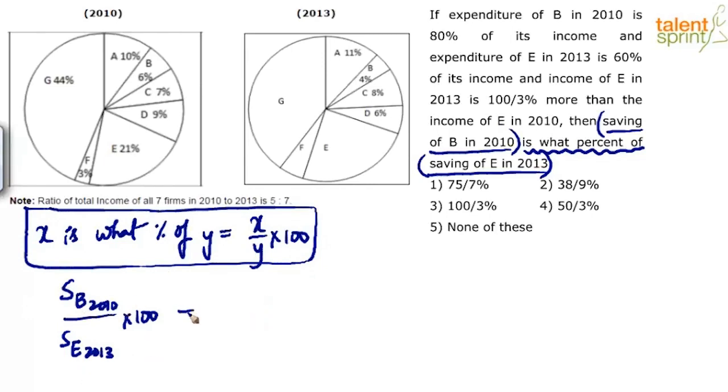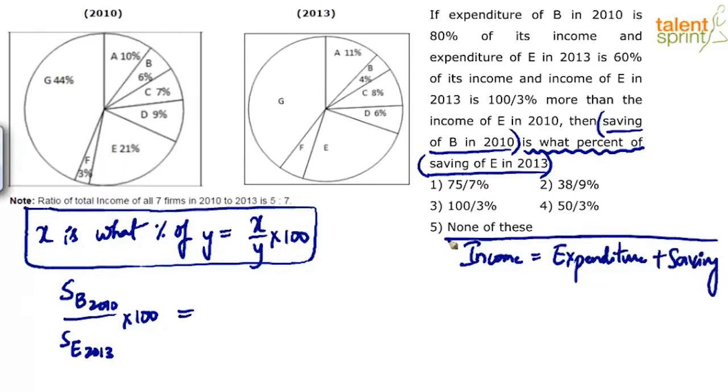Now, what is savings of B in 2010? Let me not write all the detailed steps here. I'll explain this to you directly. See, the point to be noted here is, we are talking about income, expenditure and savings. You know that income is equal to expenditure plus saving, right? You earn something which becomes your income, you spend something from it and the rest is saving. So the sum of expenditure and saving will give you the income.